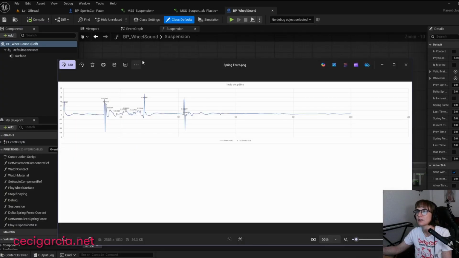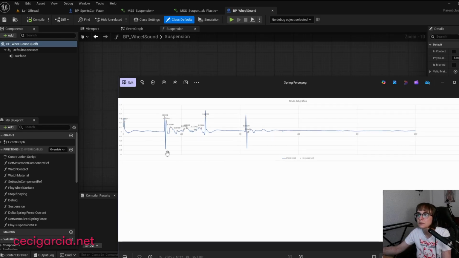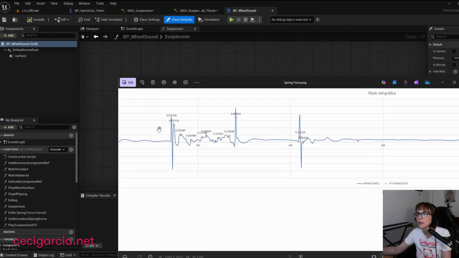here I just recorded the values of the spring force, which is the blue line. What I wanted to do is to find the peaks, positive and negative, to play sounds at those moments. So I'm playing the suspension MetaSound on the positive peak and the squeaks on the negative peak.